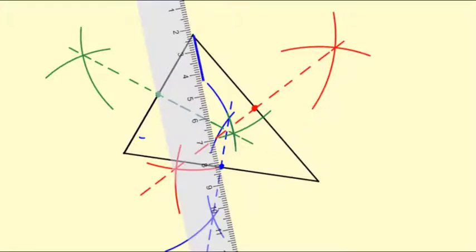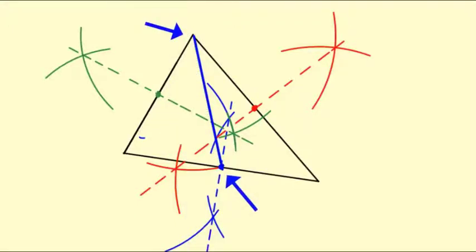Here's our first median. I'm going to use a thicker line just so that we can clearly see what the medians are and not get them confused with all of the other marks on the construction. Notice that I have gone from the vertex to the midpoint of the opposite side. And now I will draw the other two.